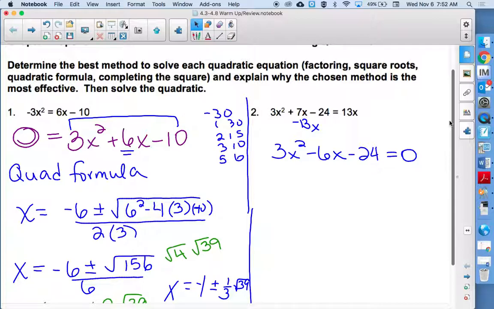So I could try factoring. I cannot use square roots because these two pieces are in the problem, an x squared and an x, so that's not an option. We could use the quadratic formula. We could possibly complete the square. Ava, what do you notice about all three of these numbers? They're all factors of 3. So we can divide them all by 3.